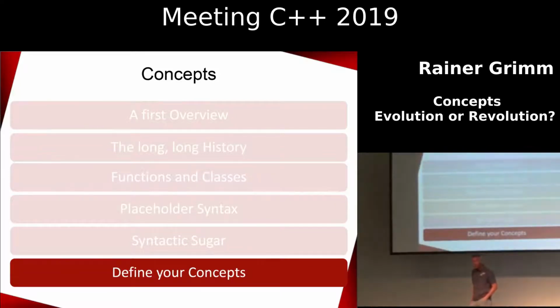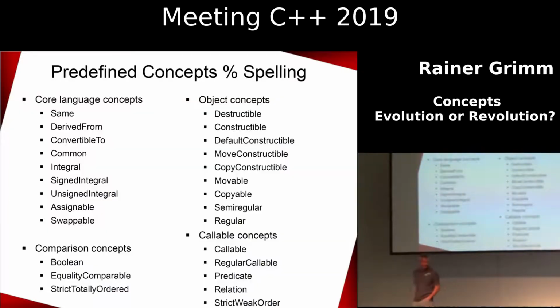Of course, you can define your concepts, but you should not do it. Modulo spelling, we got a lot of concepts. For example, we have core language concepts, such as same, derived from, convertible to, common, integral. You see, I defined it, but it would not be necessary to do it. Signed integral, unsigned, assignable, swappable. Okay, you can imagine what that means.